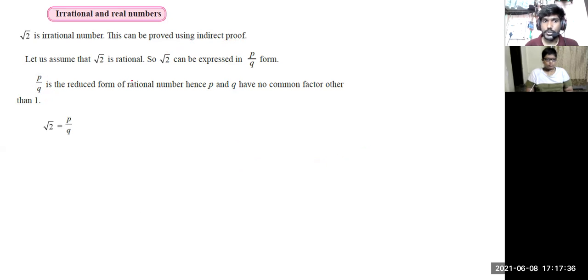Now, I'm saying root 2 is rational. That means root 2 can be written in the form of p by q. So root 2 is equal to p upon q. Is this statement clear? Yes, sir.